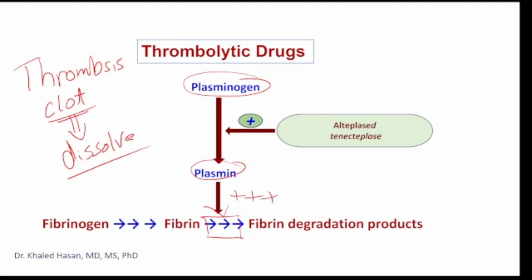Okay, we have 4 medications, but 2 of them are not available in clinical practice anymore: urokinase and streptokinase. Urokinase is derived from urine, and streptokinase is derived from bacteria. They are not in popular clinical practice. What we have here are alteplase and tenecteplase. These are DNA technology products. So tenecteplase and alteplase activate the conversion of plasminogen to plasmin, and plasmin will dissolve the clot.